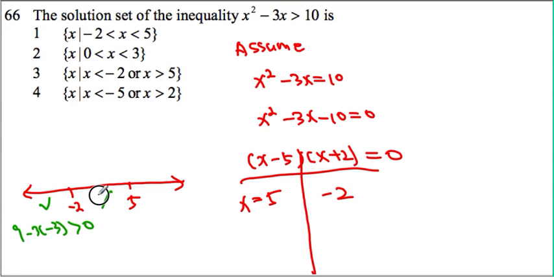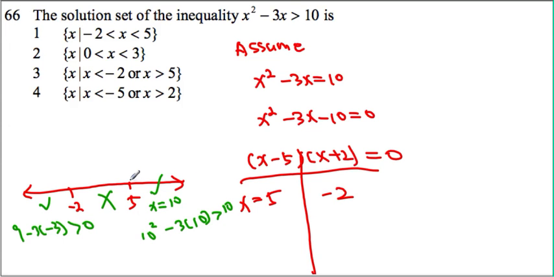So therefore, middle section is out. How about the section on top of it? We can let x equals maybe 10. Then you will realize that 10 squared minus 3 times 10 is greater than 10. So here on the left side, we end up getting 70. Is 70 greater than 10? Yes, it is. So that becomes our answer.